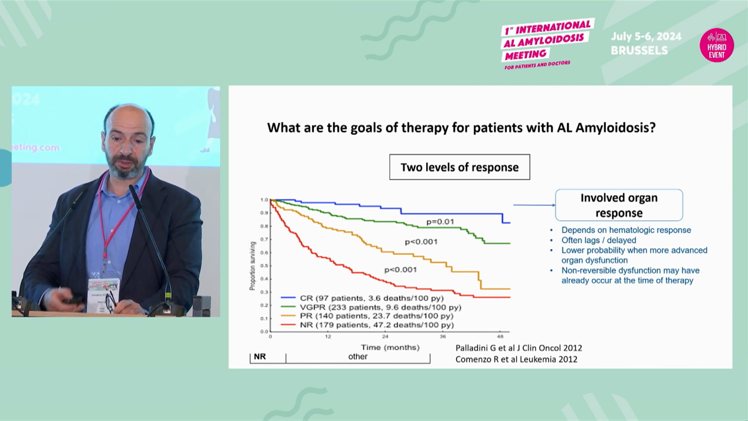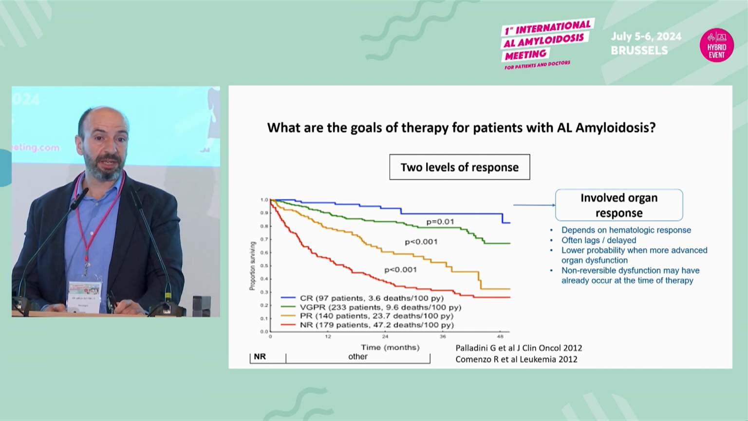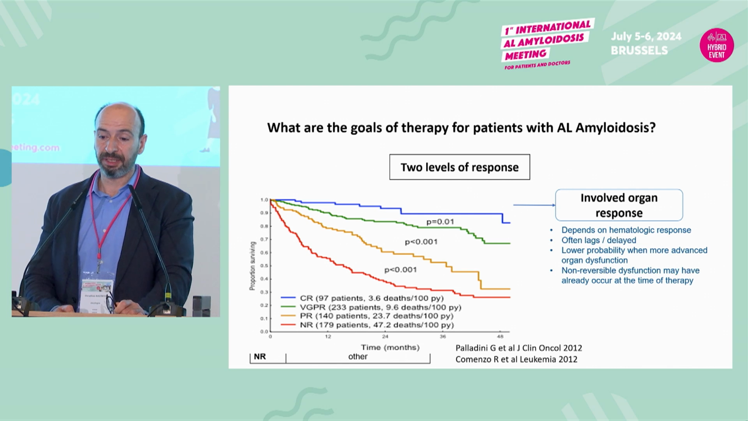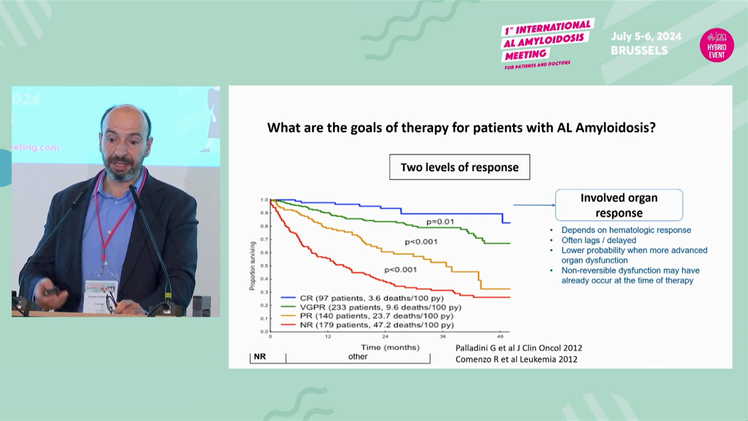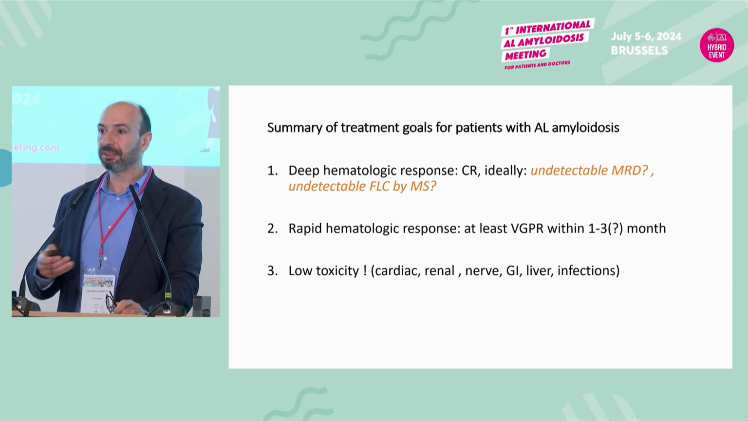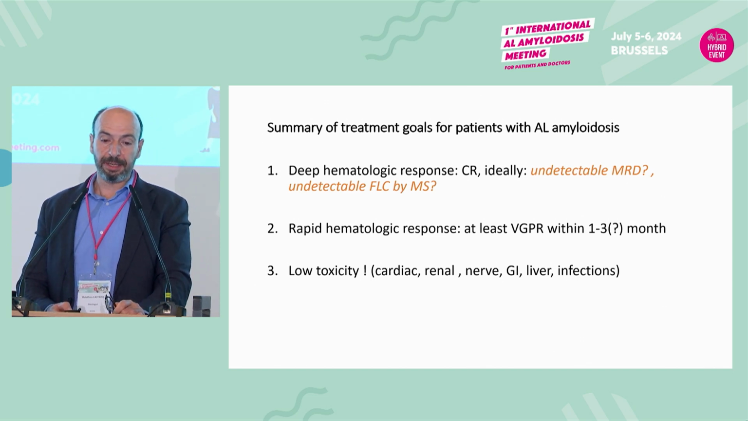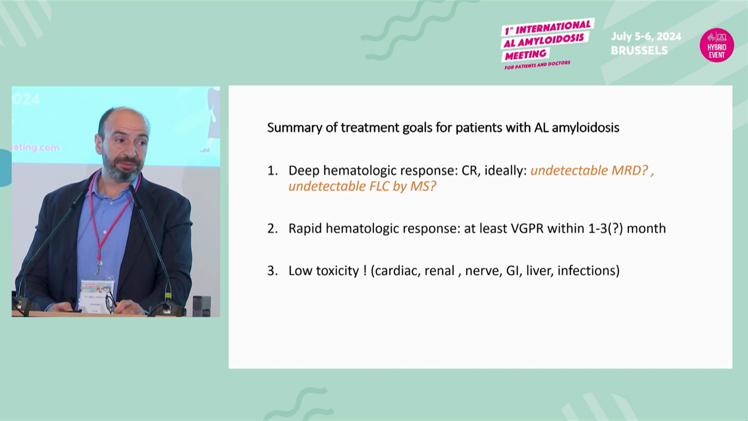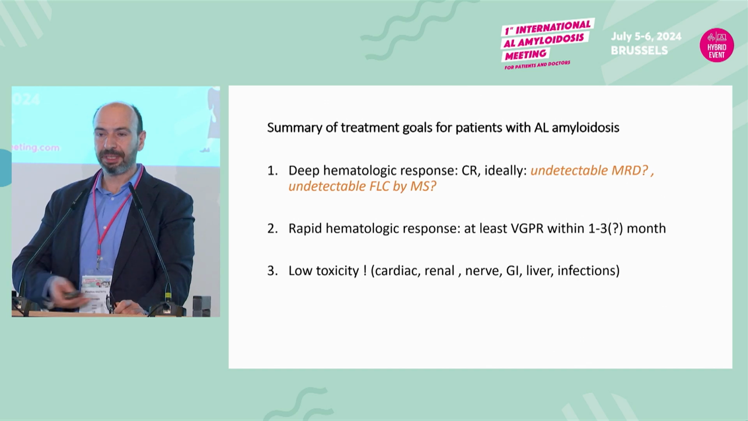The disease has progressed so much, the organ has damage that is beyond repair, and the organs may fail. We see that in many patients with renal involvement or even with cardiac involvement, despite the achievement of a very good hematologic response. So ideally, what we want is a CR, even better undetectable MRD. I don't know which method is the best to evaluate the residual clone or the residual light chains. We have to be very fast. Well, the definition of what is fast, we can discuss.